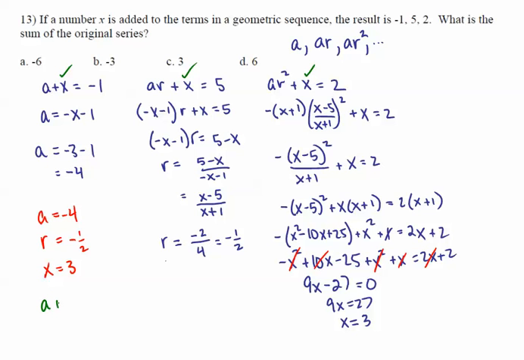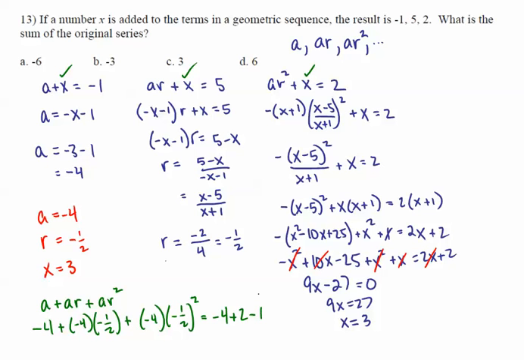And now all I need to do is find the sum. So I want a plus ar plus ar squared, with a being negative 4, plus negative 4 times negative 1/2, plus negative 4 times negative 1/2 squared, and that gives me negative 4 plus 2, and finally minus 1. So negative 4 plus 2 is negative 2, minus 1 is negative 3, and that would be my answer to this one.